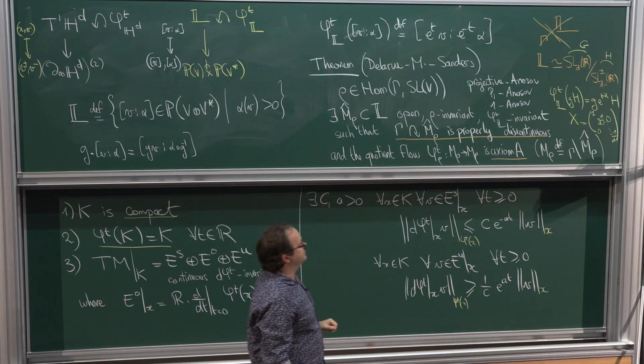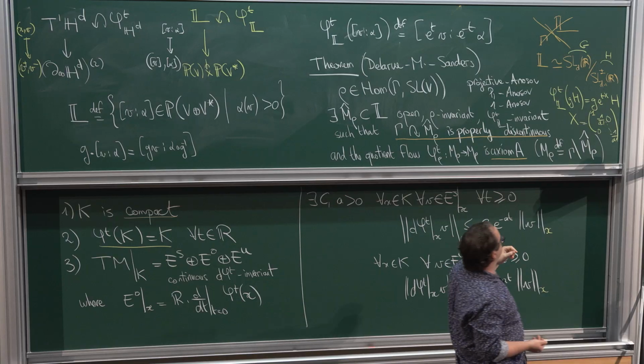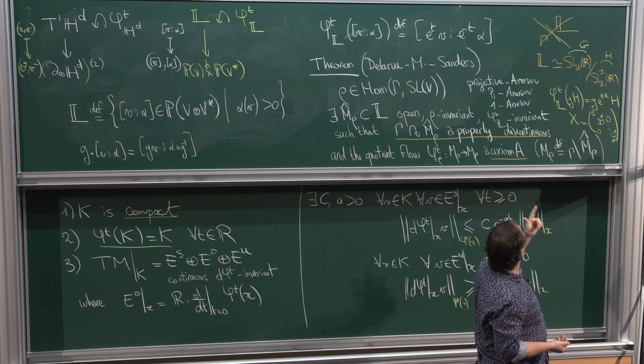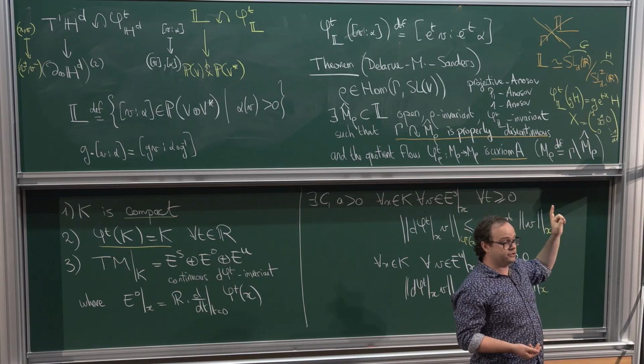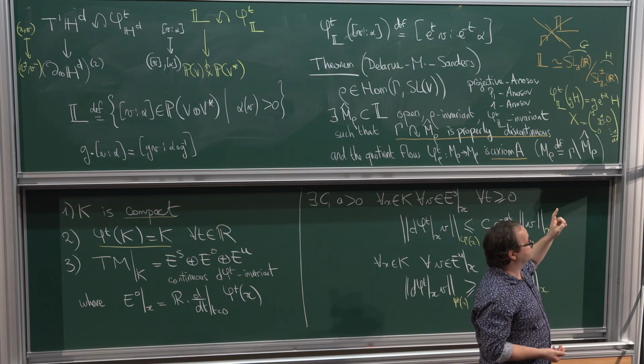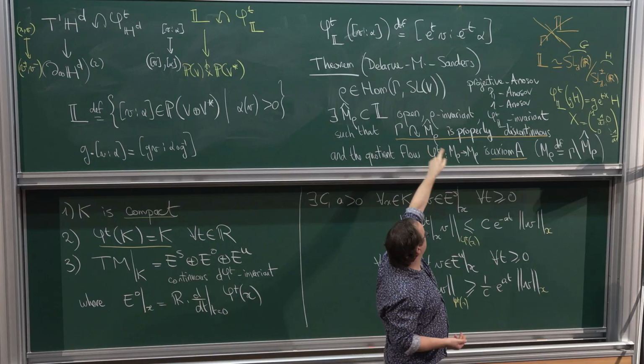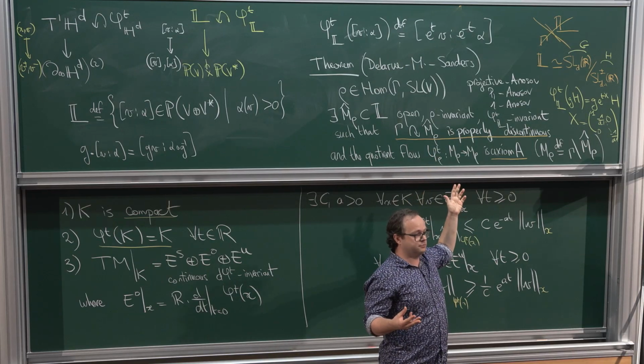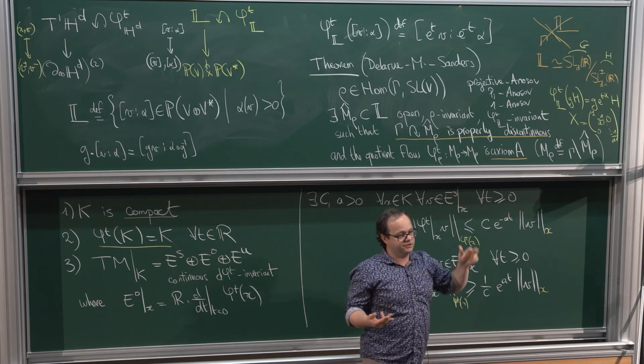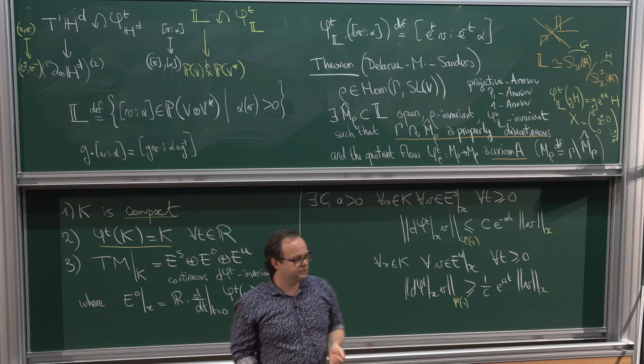Because if you think just of the dimension 2 case, where this is just the geodesic flow of H2, and if you have a convex cocompact subgroup, M rho hat will be the whole unit tangent bundle of H2 in that case. So the quotient will not be compact.